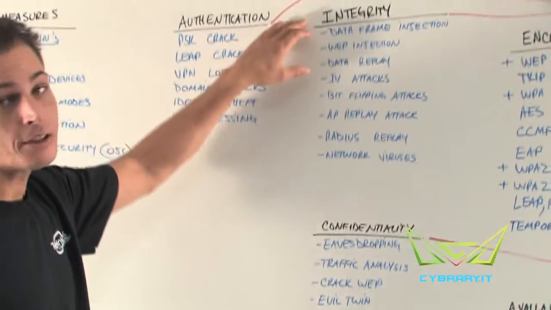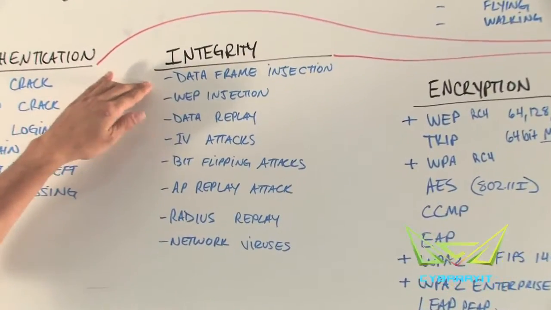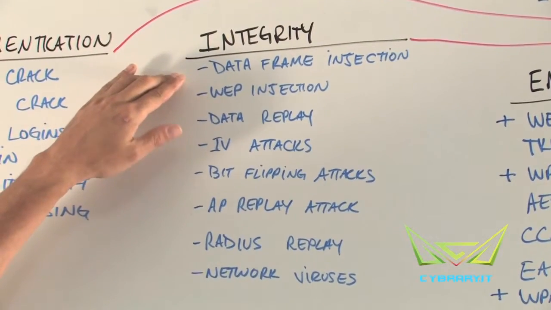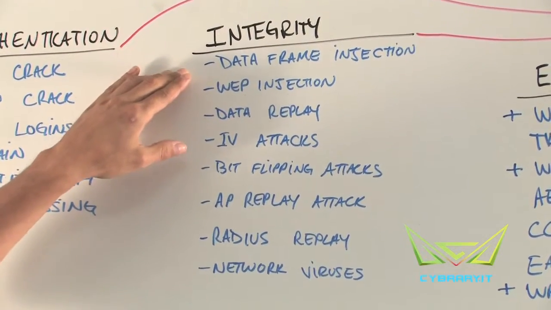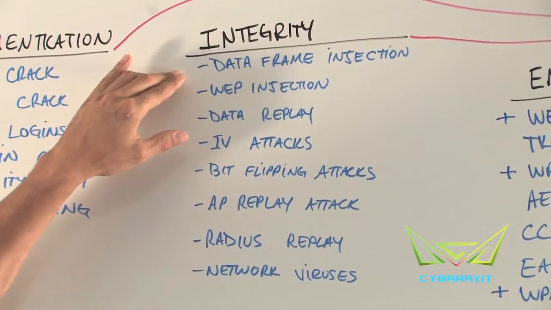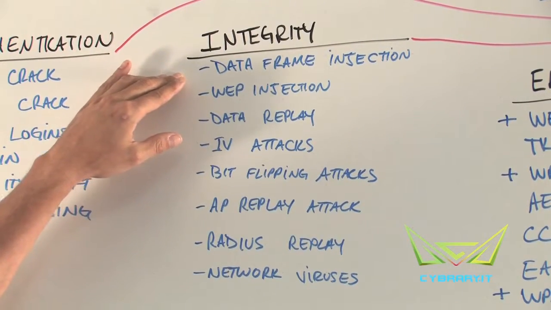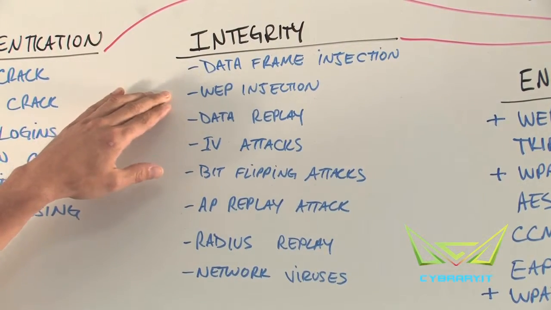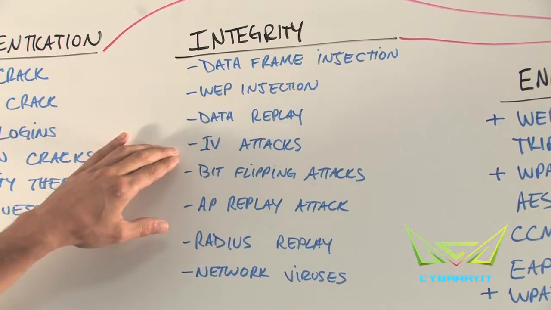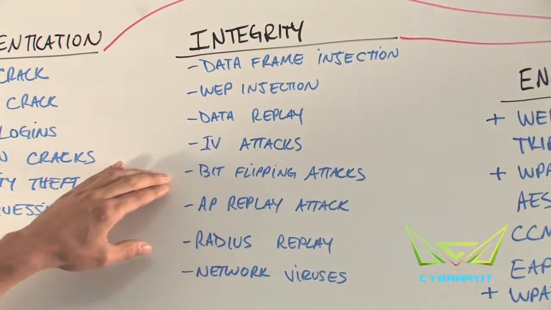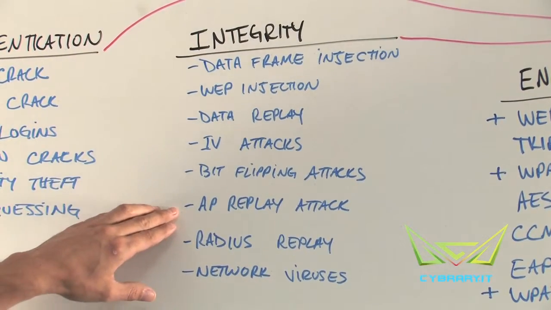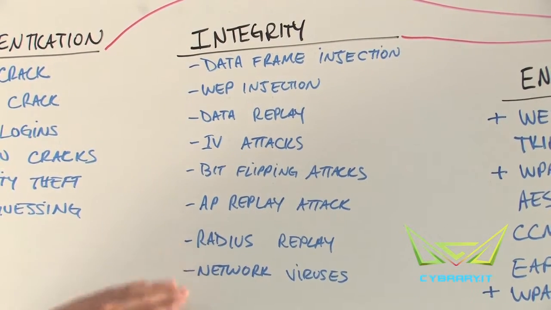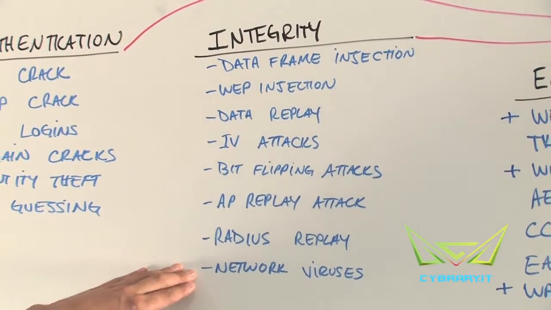Meanwhile, you have integrity style attacks like data frame injections. The key to an integrity attack is it's changing, modifying, or altering something with the network traffic. So data frame injecting, you're inserting in, therefore changing the integrity of the network or the traffic, therefore that's the attack. WEP injection, data replays, initialization vector attacks, even bit flipping attacks or access point replay attacks, or even replaying RADIUS server information, or even creating your own network virus.